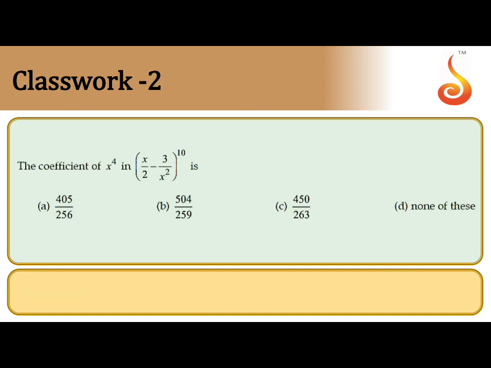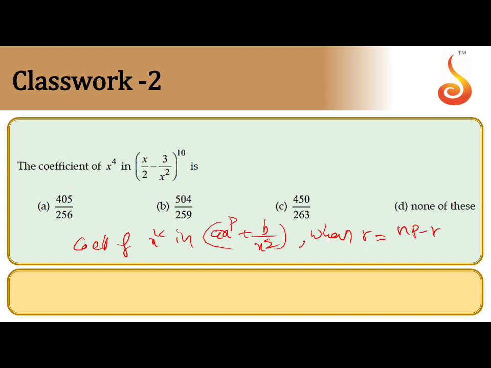Next one. The coefficient of x power 4 in the expansion of x by 2 minus 3 by x square whole power 10. So there is a formula to solve these questions. The coefficient of x power k in a x power p plus b by x power q is obtained when r equal to (np minus k) by (p plus q). This is the formula. This is why I am taking the r value.